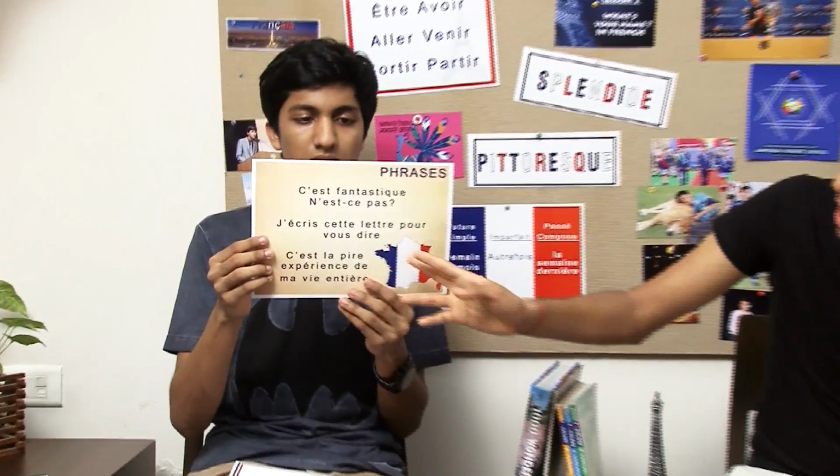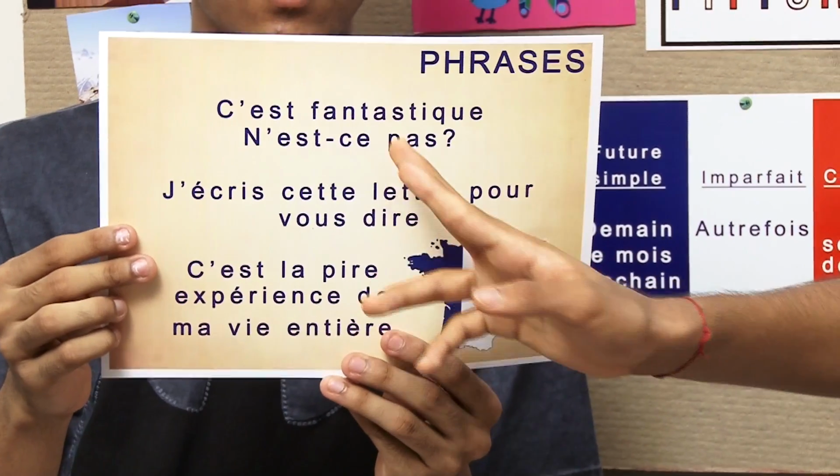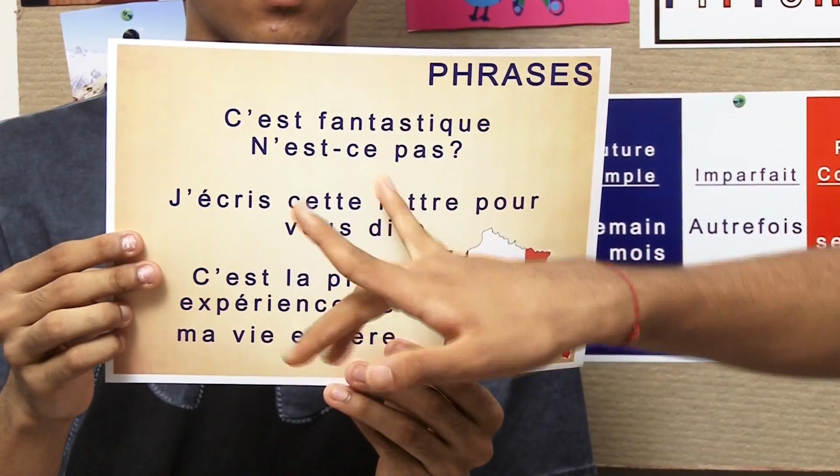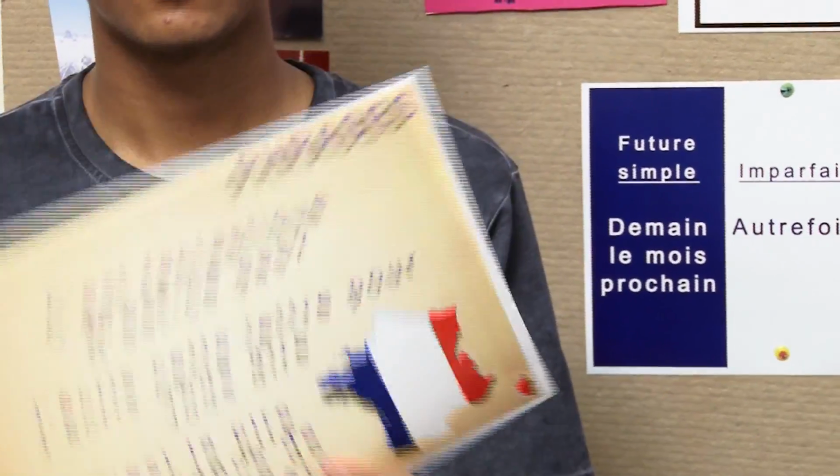They're extremely condensed and they contain a lot of ticks in them. For example, say c'est fantastique, n'est-ce pas: you'll get a tick for c'est, you'll get a tick for fantastique, you'll get a tick for n'est-ce pas, and you'll get a tick for the negation use. So that's really adding to your marks.